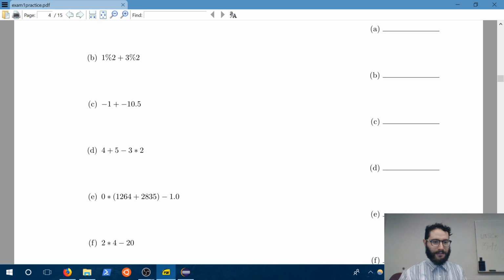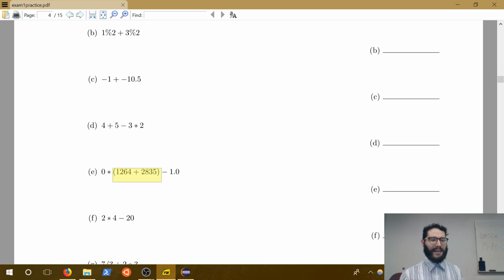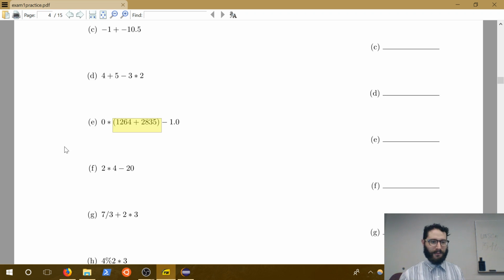All right, 0 times some god-awful number, right? Well, 0 times anything is what? It's 0. So 0 minus 1.0 is negative 1.0, right? A lot of times you'll see stuff that gets simplified like that. This one's an easy one. 2 times 4 minus 20. That's just simply 8 minus 20. So negative 12 there.